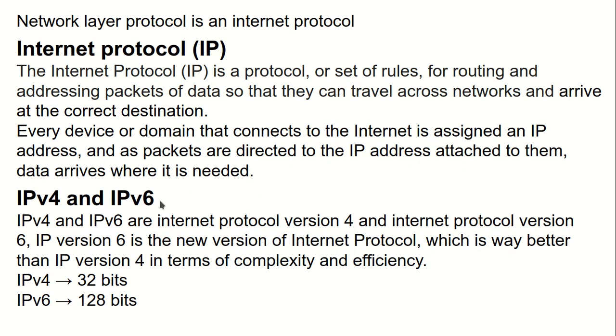So to solve this problem, IPv6 came into the picture. Although industries and organizations haven't pivoted to IPv6 and are still using IPv4 nowadays, IPv6 was created to solve this problem. IPv4 has 32 bits and IPv6 has 128 bits. So it solves the problem of more and more computers being connected to the internet.